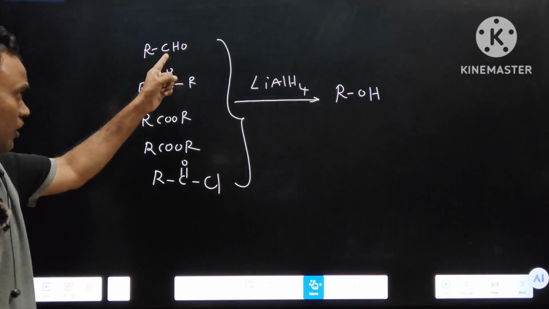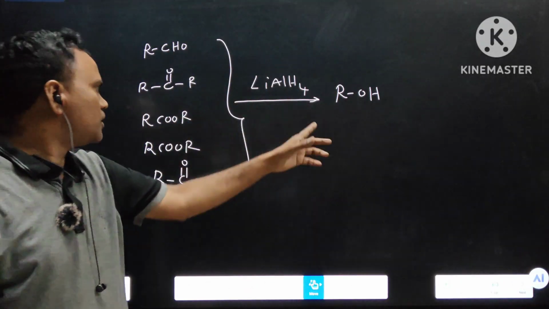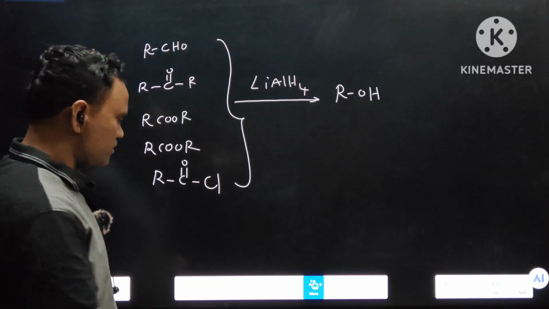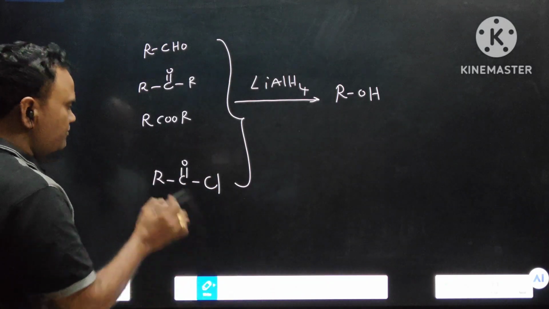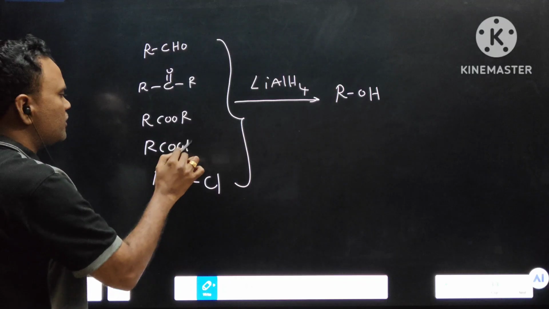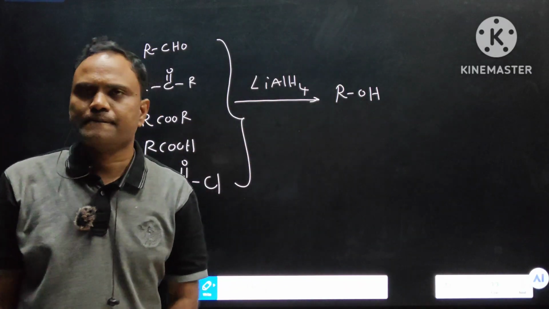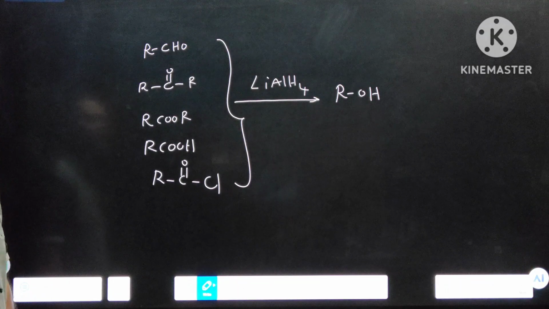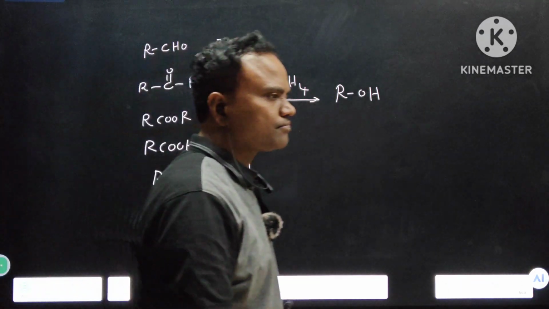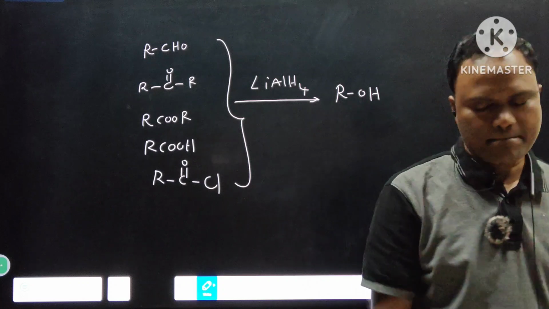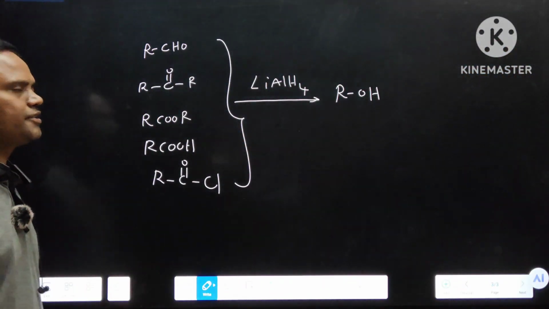Clear? Aldehyde to alcohol, ketone to alcohol, ester to alcohol. Again I wrote ester two times here, sorry. Acid to alcohol, acid halide to alcohol. Clear? Okay. This is the meaning of versatility.